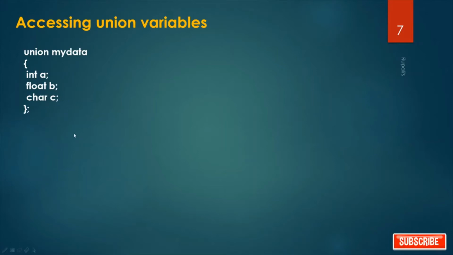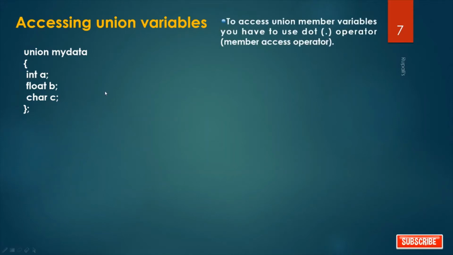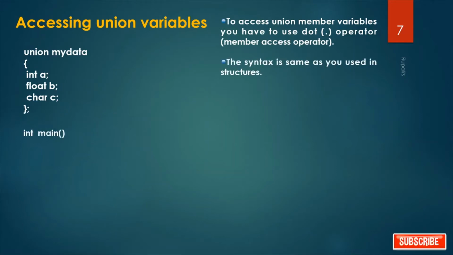Accessing union variables. How can you access union variables? I declare one union my data, and the member variables are int a, float b and character c. To access union member variables, you have to use the dot operator. The dot operator is called the member access operator, same like structure. In case of structure, you have to write struct my data. In case of union, you have to write union my data. And don't forget to give this semicolon, same like structure. The syntax is same as you used in structure.